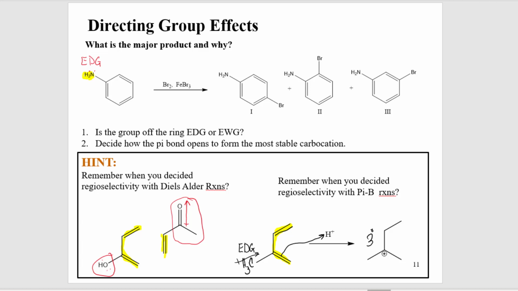So how can we do this? Well, you first have to look at the substituents already on the ring. And I've already got one. It's an amine group, and we've determined it's an electron donating group. We now have to decide which one of these, 1, 2, 3, or a combination, are going to be the major product mixtures for this system.